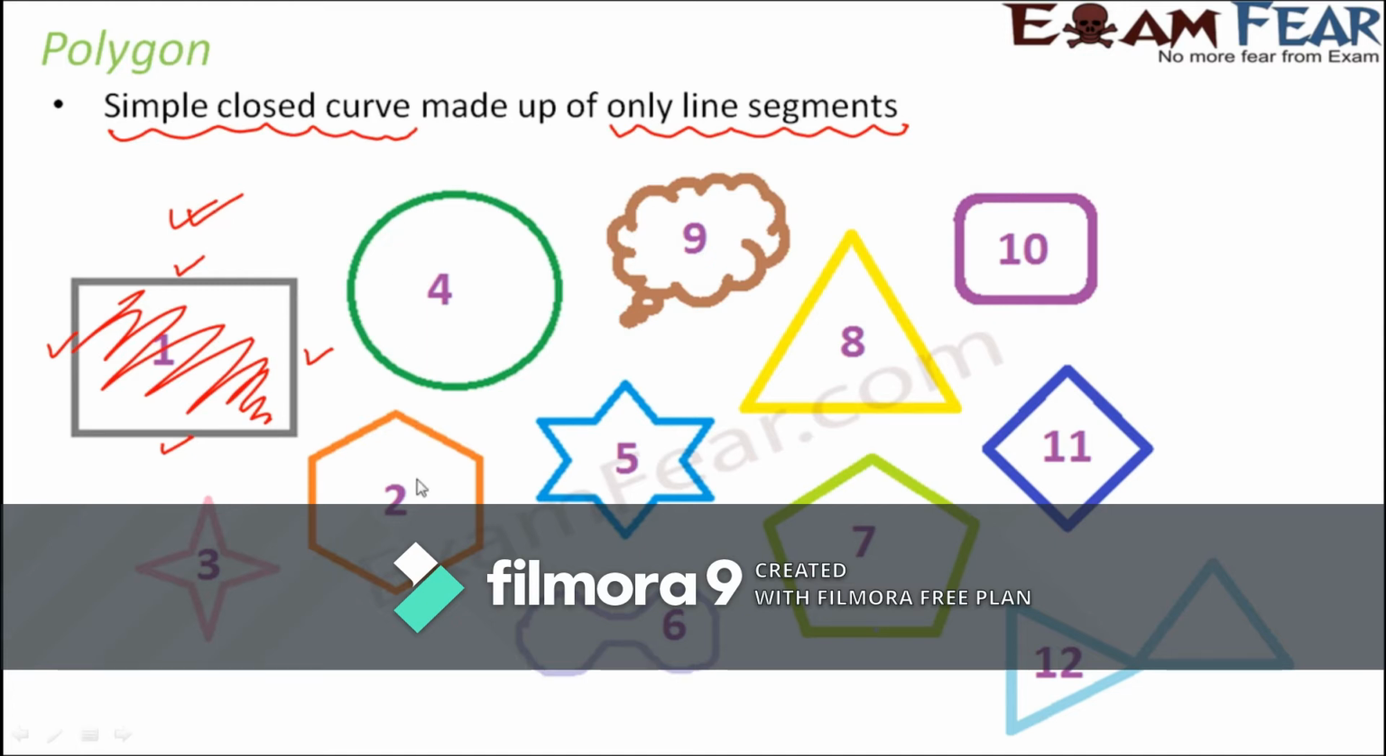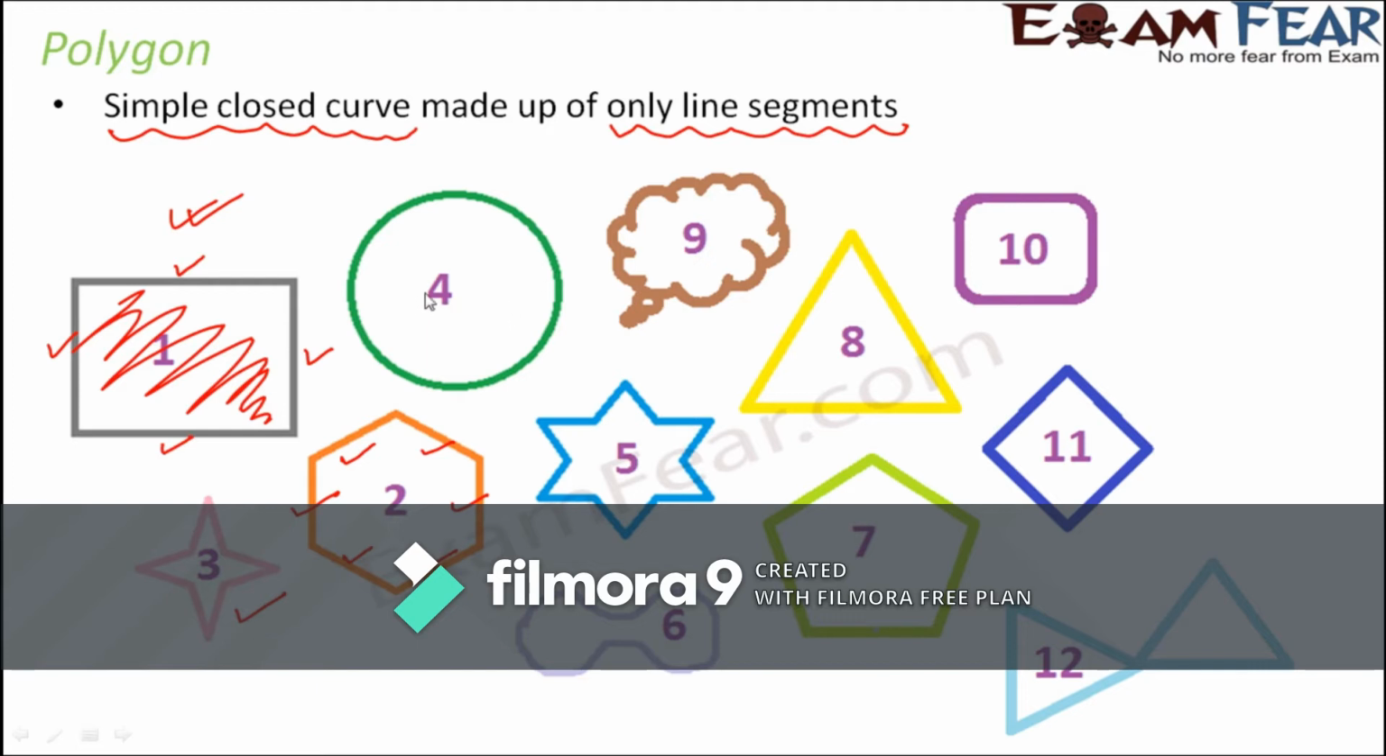Now let us look at number 2. Number 2 again is a closed curve. It is also a simple curve. In this case, 1, 2, 3, 4, 5, 6. 6 line segments form this. Therefore, this is also a polygon. Talk about this. Here also you see only line segments. 1, 2, 3, 4, 5, 6, 7, 8. 8 line segments formed this curve. So this one is again a polygon.